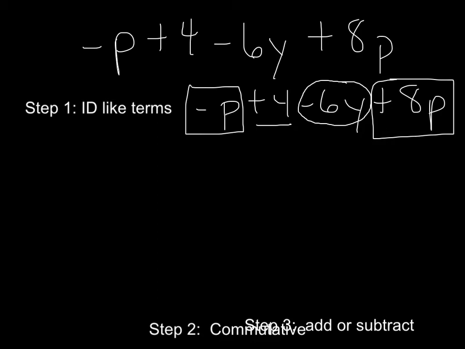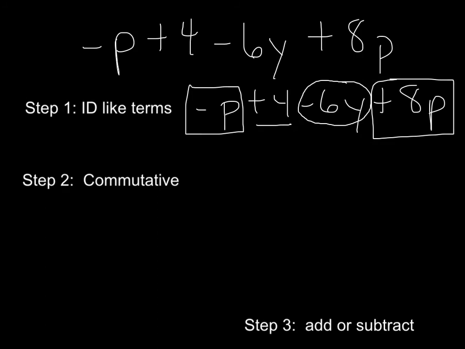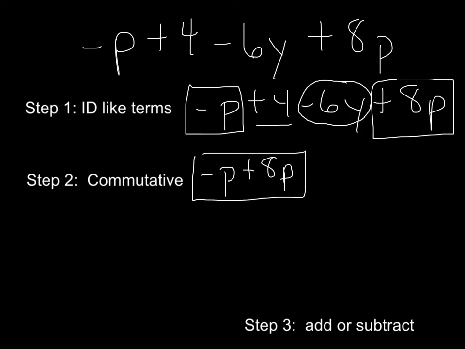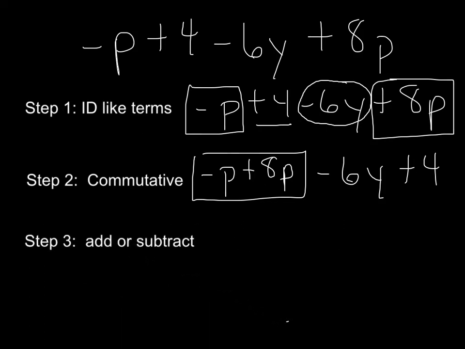So I'm going to put my rectangles together because I want to go ahead and do step 2 and use the commutative property to group everything together. So, negative p plus 8p, it's going to be boxed together. And then I'm going to write negative 6y plus 4, or minus 6y plus 4. And the reason that I'm moving those around is what you're going to see in a little bit in the next slide. So, the last thing I'm going to do is add or subtract.